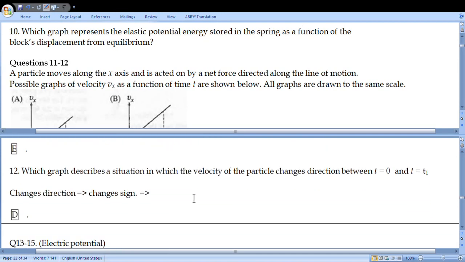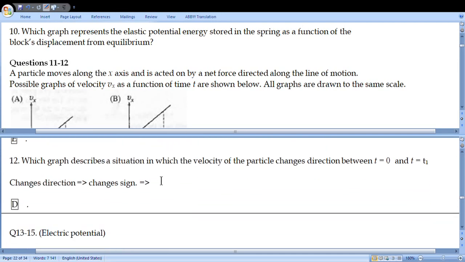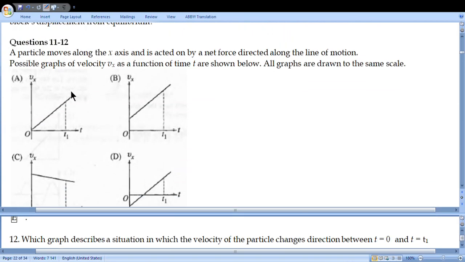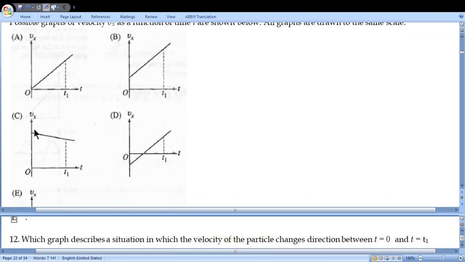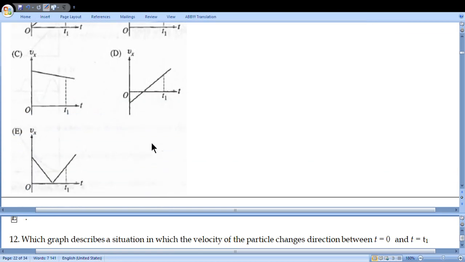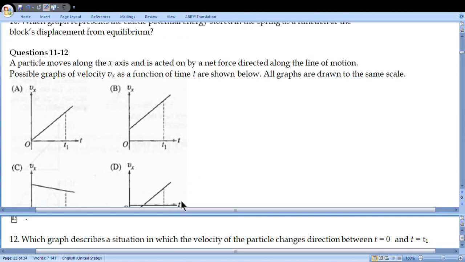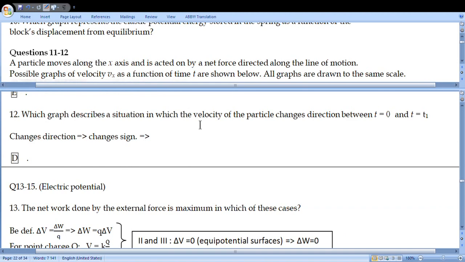Choice E. Question 12. Which graph describes a situation in which the velocity of the particle changes direction between time t0 and t1? Changes direction means the velocity changes sign. Let us see where we change sign. So here all the time positive, all the time positive, all the time positive, all the time positive, but here it is positive and then negative and then positive. So it changes sign, changes direction. The reason is that the force is in the opposite direction.